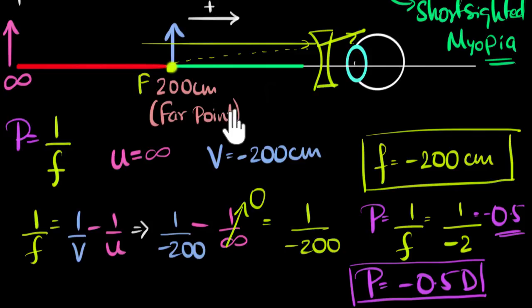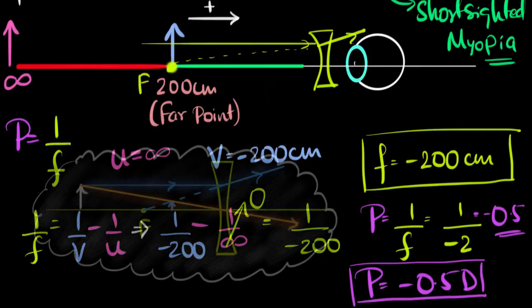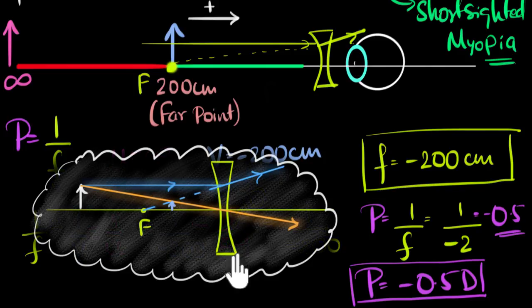One curious question we might have is, what if the object were to come closer? What'll happen then? Well, if you look at the ray diagram of a concave lens, then you see regardless of where the object is, its image is always formed within the focal length. And since our lens has the focal length of 200 centimeters, which is the far point, regardless of where the object is, the image will always be within the green region, and Suresh will be able to see it.